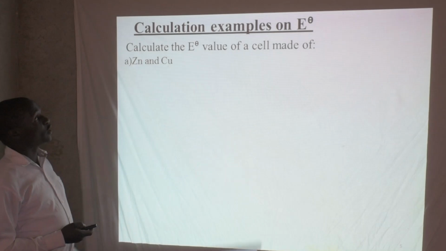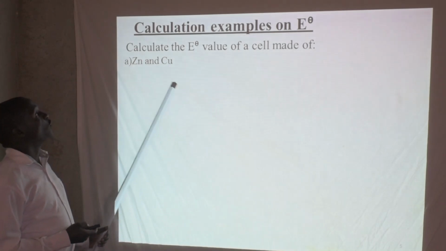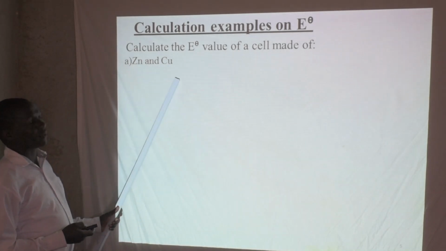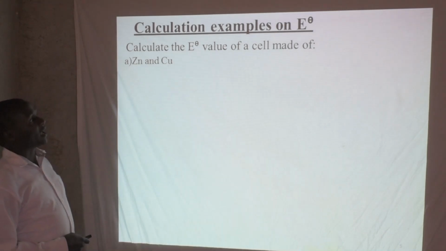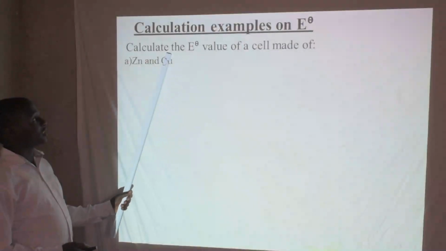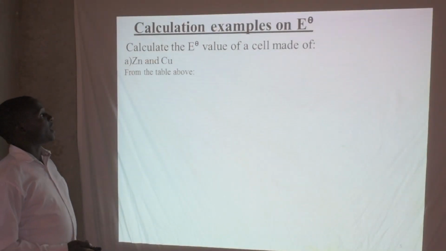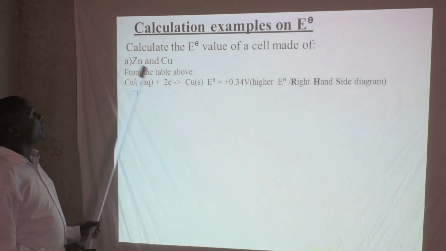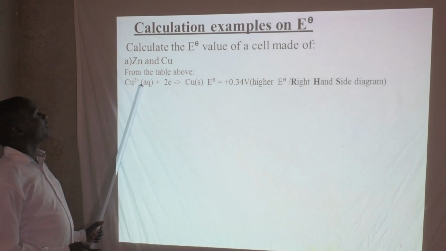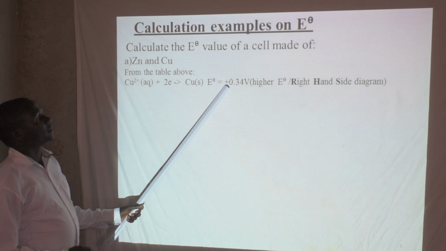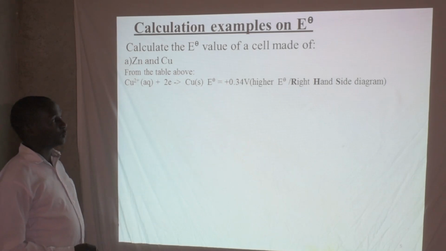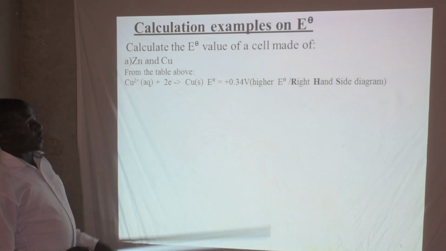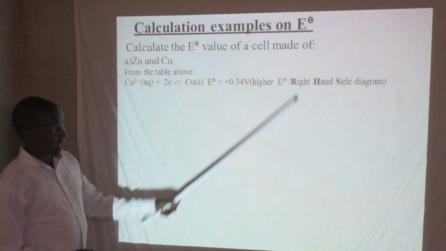The calculation of the E value of a cell made of, for example, zinc and copper. Zinc and copper has been the example you have been using, whereby zinc is likely to lose electrons rather than gain, and copper is gaining electrons. From this, the E naught of copper is positive 0.34. That is on the right hand side.